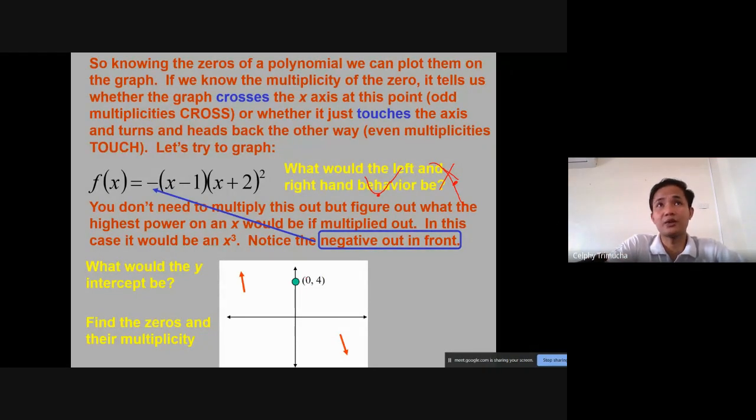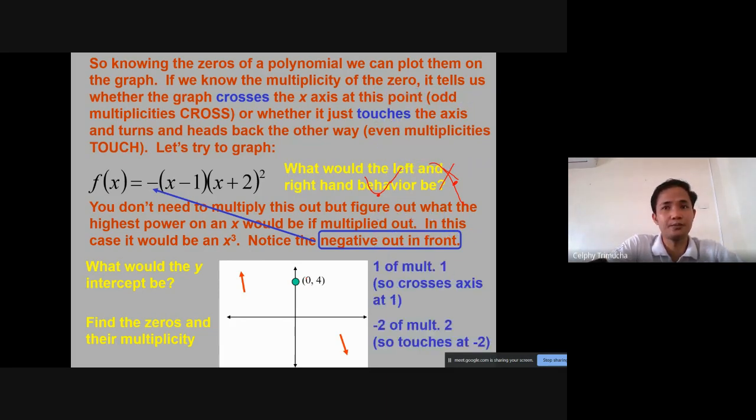Next, now that we have the y-intercept, let's look at the zeros and their multiplicities. We can see these directly. We have x - 1, so x = 1 for this factor. And next, we have x + 2, or x = -2. So we have 1 of multiplicity 1, and -2 of multiplicity 2.